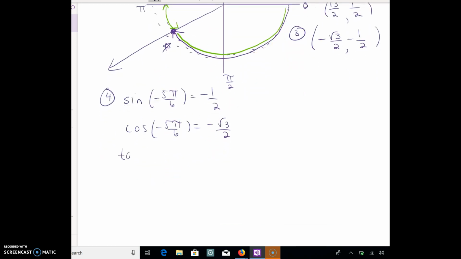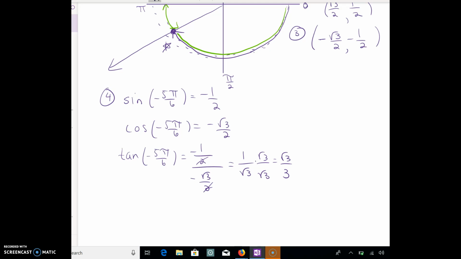The tangent of negative 5 pi over 6 is equal to the y value divided by the x value. And that's equivalent to saying, let's see, a negative divided by a negative is a positive. These are the same, so we can cancel them. So originally we get 1 over the square root of 3, and then we have to rationalize it, so we end up with the square root of 3 over 3.